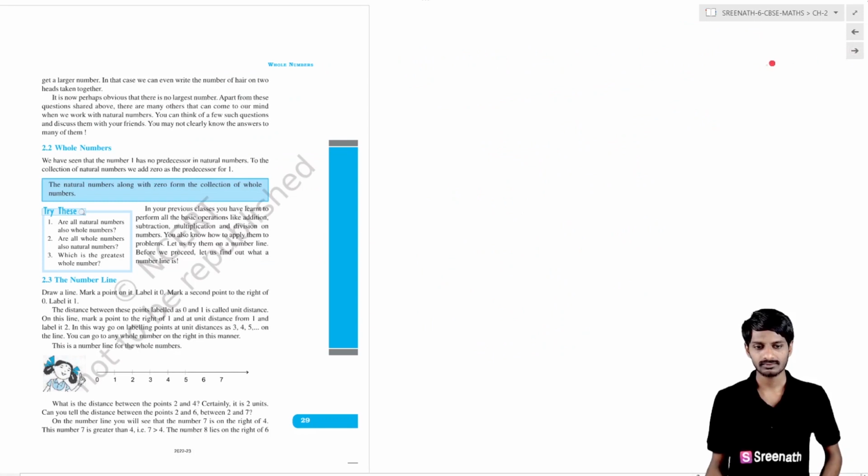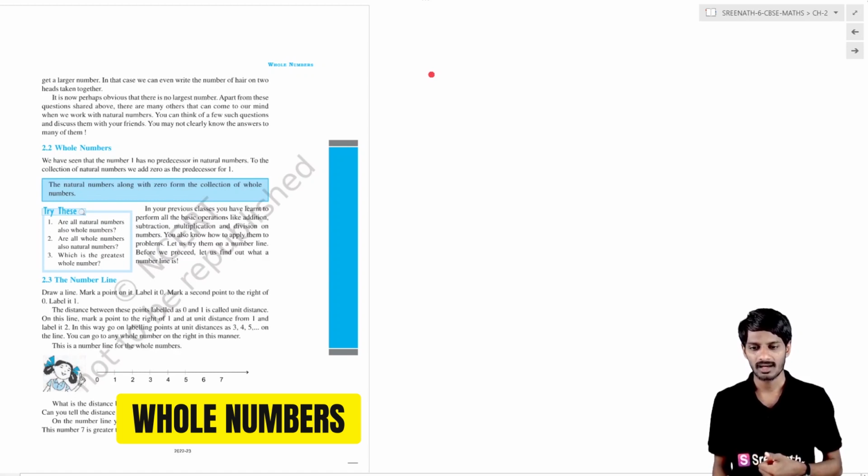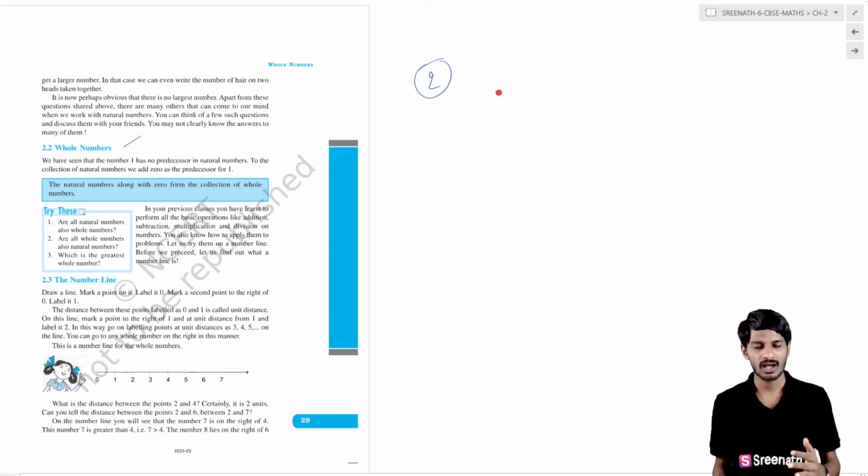Okay. So we have discussed and revised the natural numbers, and the predecessor and the successor. So the first topic is completed, which means the introduction is completed. Now we are entering into the exact chapter. That is the second topic here. The second topic is the whole numbers.